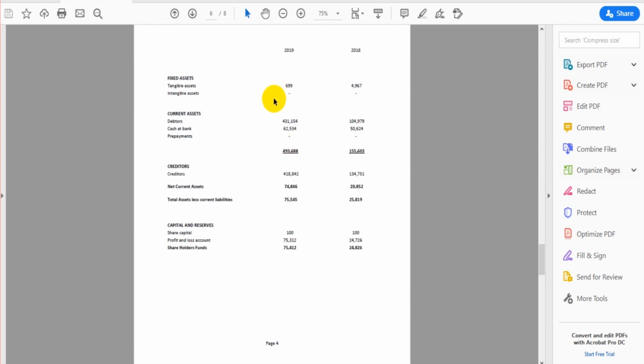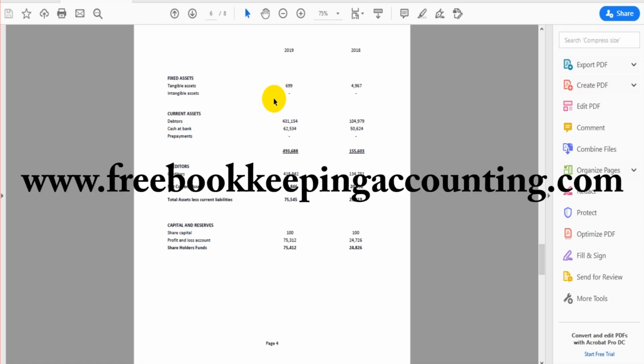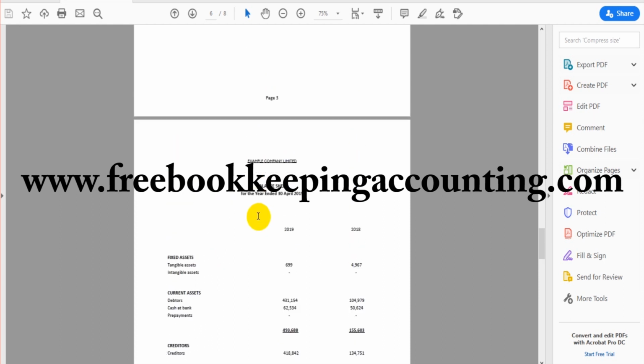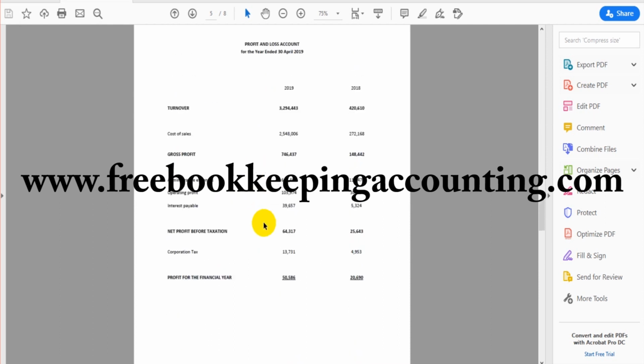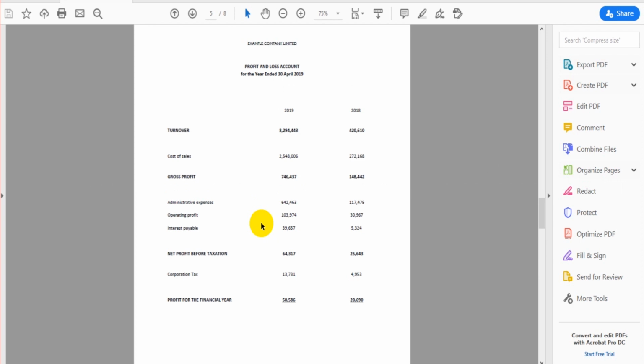Now, some of this is quite basic stuff. This series isn't about compiling a balance sheet or compiling a profit and loss statement. If you want to learn those things, then head over to my website and take some free courses, freebookkeepingaccounting.com. So that's just a quick overview of the accounts and what to expect.